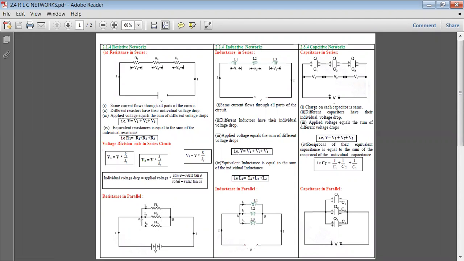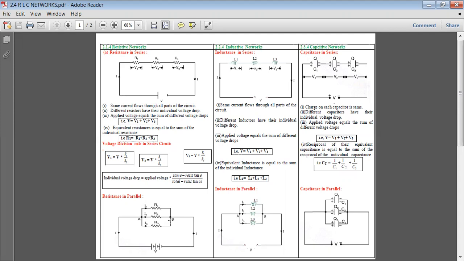We get a junction for parallel. A and B are called junctions. In parallel circuits, we get a junction and the current is going to divide. This point you have to remember.